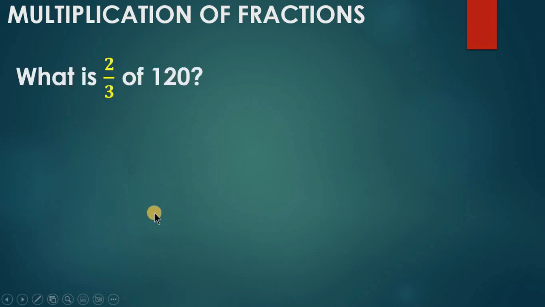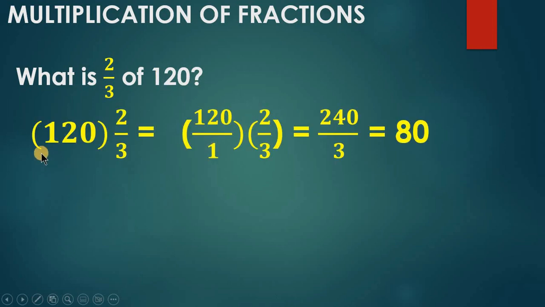Next, so we have here, what is 2/3 of 120? So ayan. So ito na yung paliwanag. So 120 multiplied by 2/3. So itong ulitin ko, itong 120 ay may automatic na denominator na 1. So naging fraction yung dalawa. So i-multiply natin yung 120 and 2. So that is 240. 1 times 3, that's 3. Now 240 divided by 3, so that is 80.